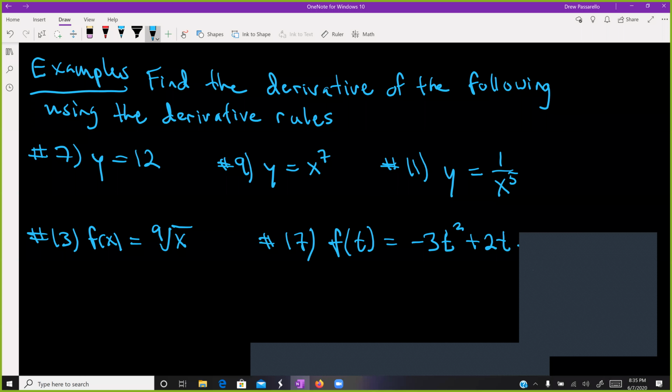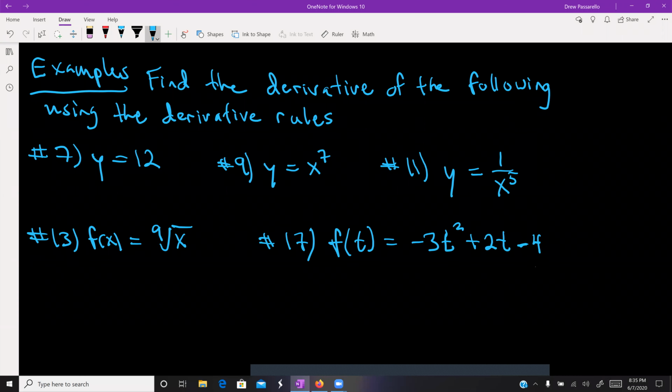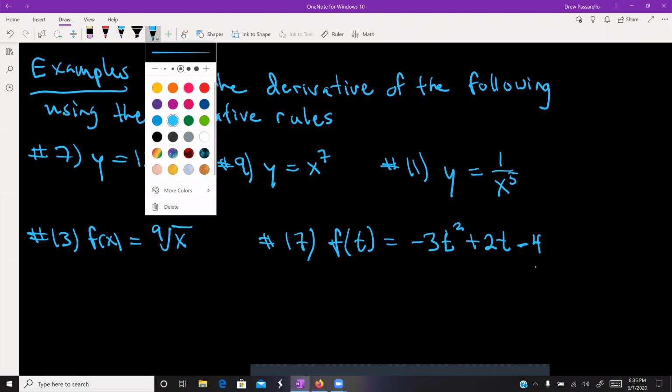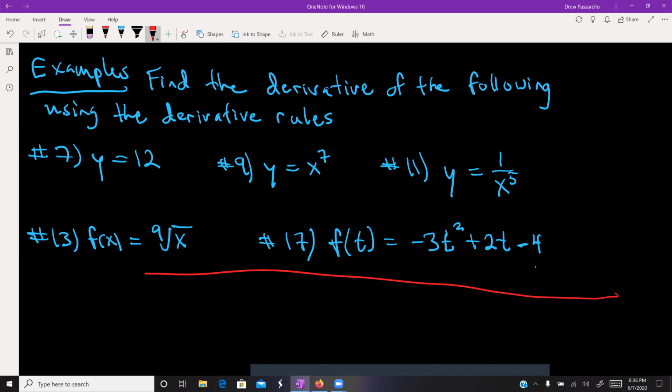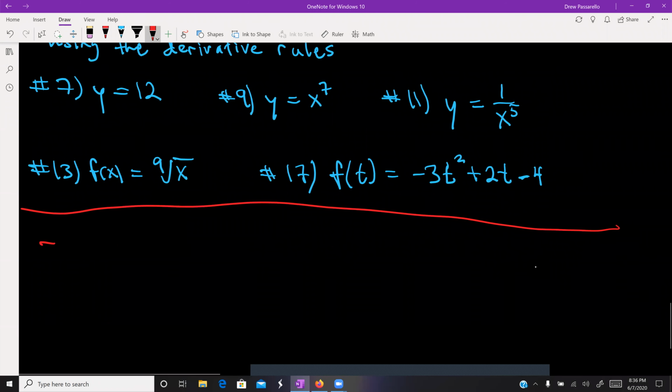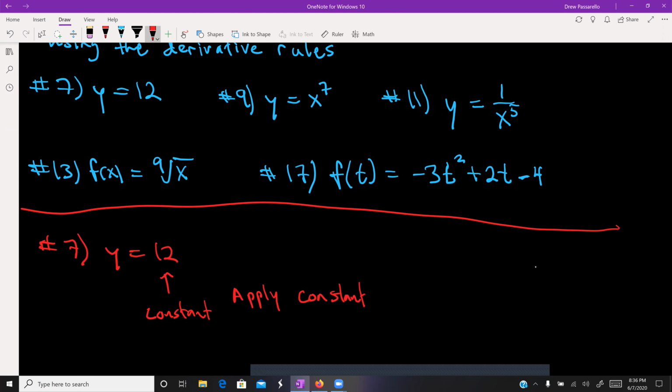All right, so I wrote down these examples. We're going to find the derivative of the following using the derivative rules. So these are the problems 7, 9, and 11, 13, and number 17. All right, so number 7, I have y equals 12. Well, this is just a constant. So I just apply the constant rule. And that's just a derivative of a constant is 0.